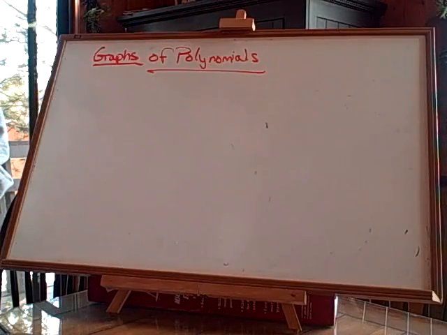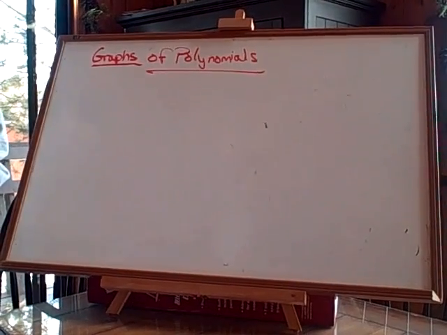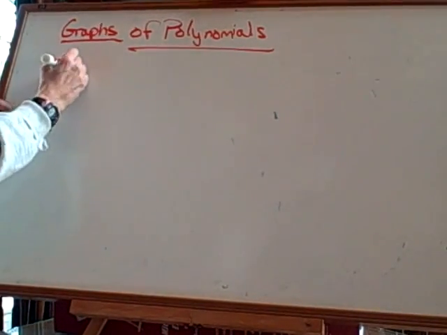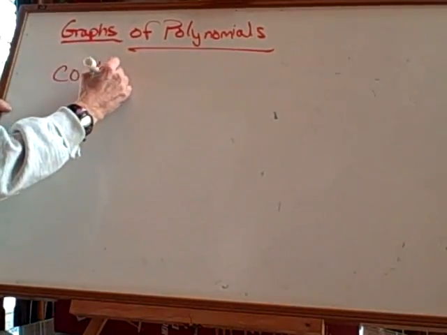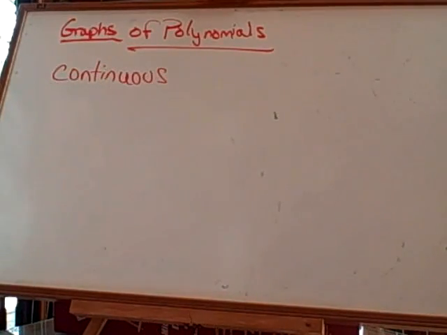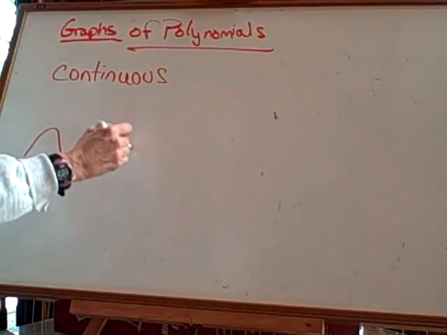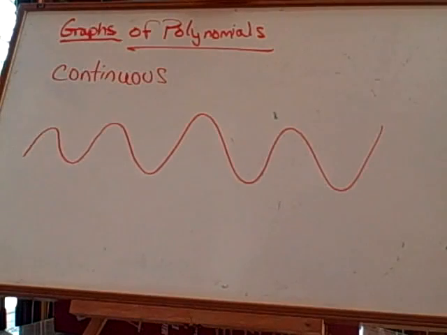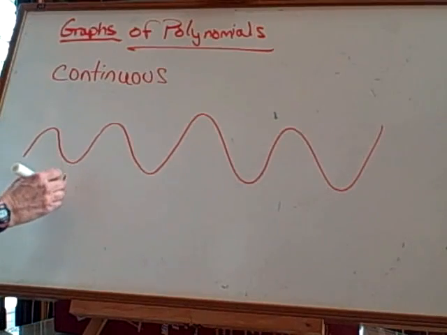Okay, we're going to be talking about graphs of polynomials. And in your notes on page 7, it says the graph of a polynomial is continuous at all points. What in the world does that mean? Well, if I took a pen and put it on a paper and just drew, I could never lift my pen off the paper. That's continuous. Okay? It is a smooth curve with no holes in the graph.